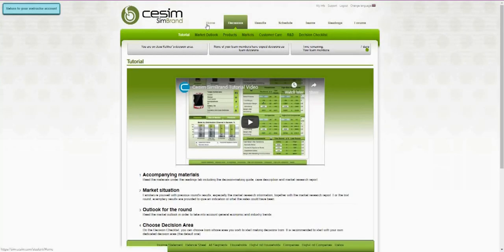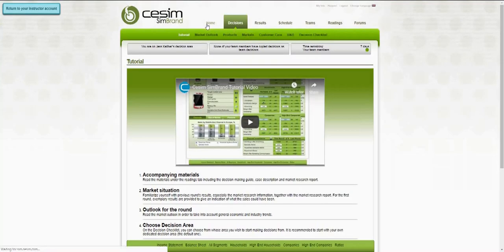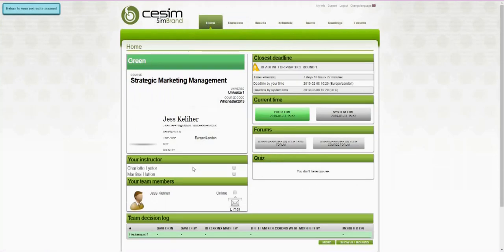Okay, across the top here, when you log in, you will be presented with this page here. So I'm in the green area. It will have your time, the forums, and what have you. What we need to be able to do is think about your decisions. Every week you'll be required to make decisions.